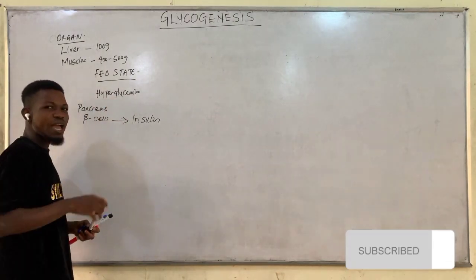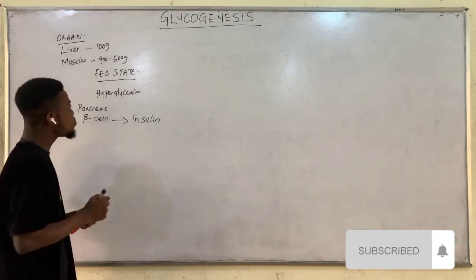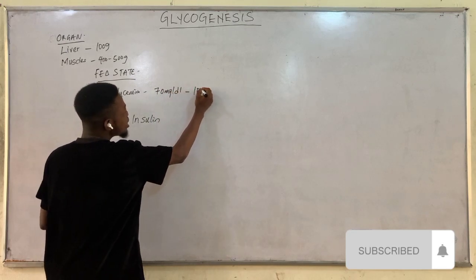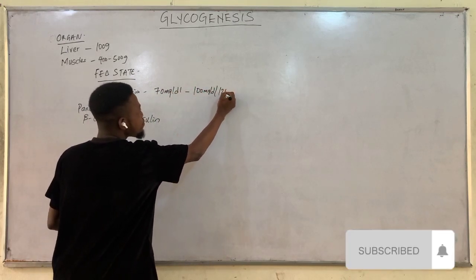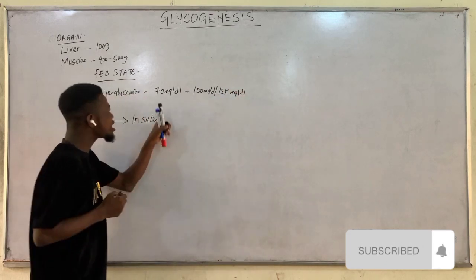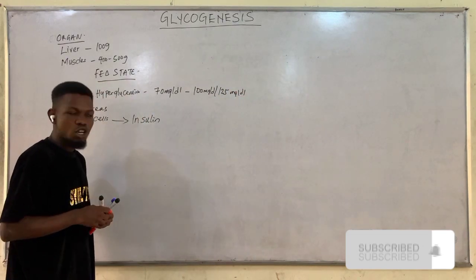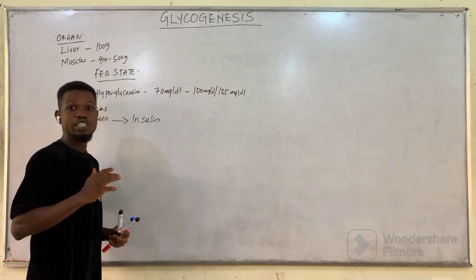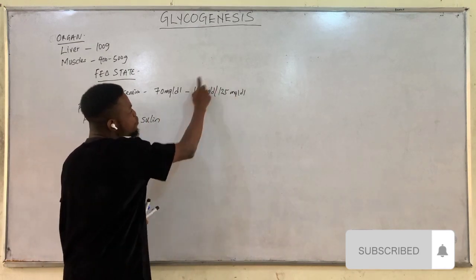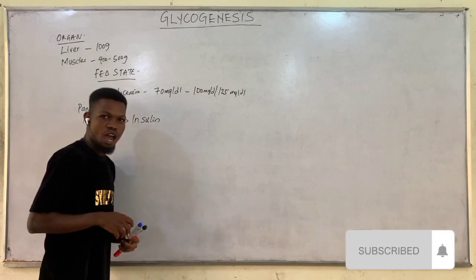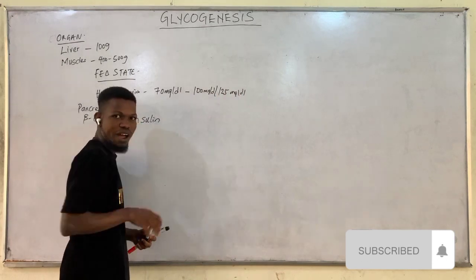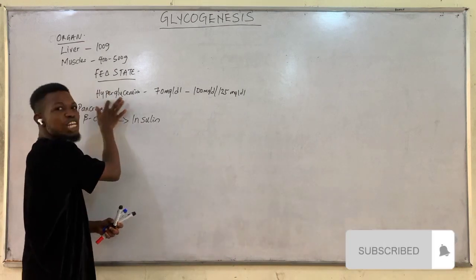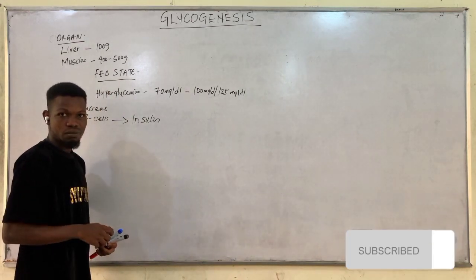So, hyperglycemia. Normally the blood glucose level should be about 70 mg per dL to 100 mg per dL or 125 mg per dL. Yeah, this is the normal blood glucose level. So when the blood glucose level is around this area, that tells us the blood glucose level is normal. But anything above 125 mg/dL, most especially during fasting period, that's when you can see the person has what? Hyperglycemia. Are you getting what I'm saying now?